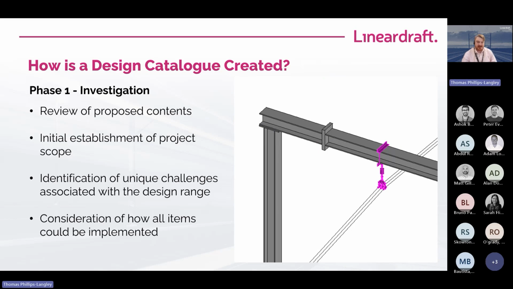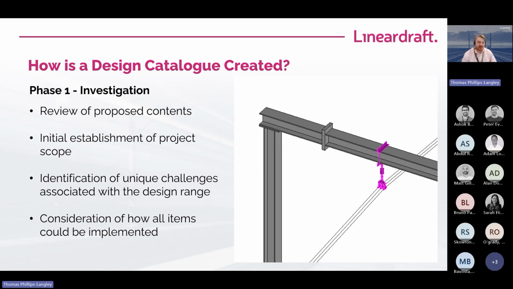So phase 1 of the catalogue creation process, this is the investigation phase, where our team will review any of those proposed contents for the new catalogue. Here we'll begin to establish the scope for the project that will result in the creation of this new catalogue, and this may involve communication with stakeholders to ensure that all of the basic items required for a functional catalogue are present within that scope. One of the key goals for our team will be to identify any challenges with this particular design range that we haven't encountered with any of our existing catalogues that we have available. These challenges could range from new types of equipment that we haven't seen before, up to the requirement for additional functionality that needs to be added to Lineardraft.